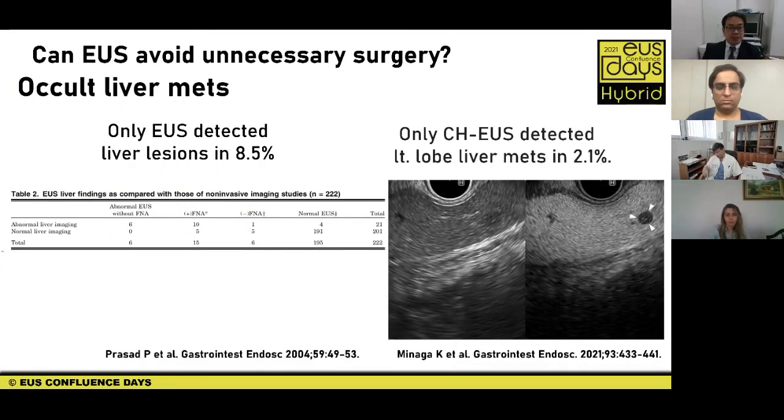And recently, there are some reports using contrast-enhanced EUS to detect very small, tiny lesions in the left lobe of the liver. On the image of EUS, this is B mode. It's very difficult to find a liver lesion, but after contrast enhancement, Kupffer phase imaging, we can clearly detect the small lesion in the liver, and we can also perform FNA to confirm the malignancy in this tiny lesion.